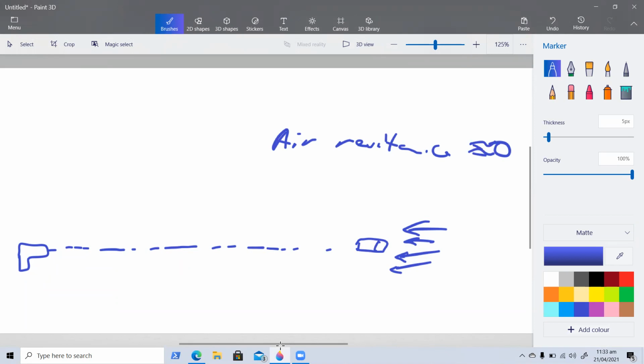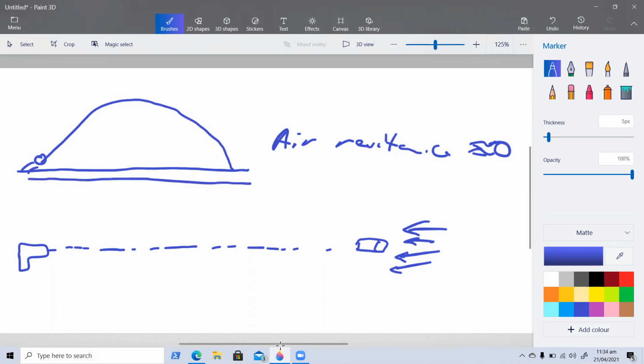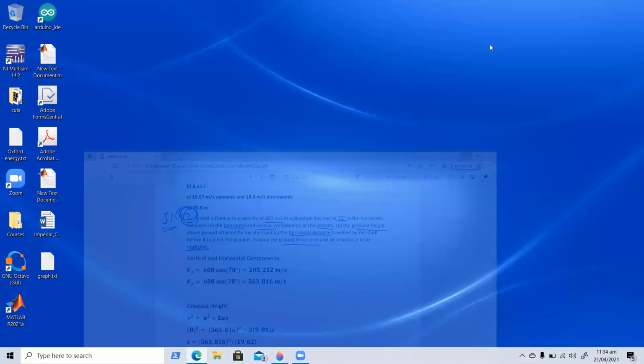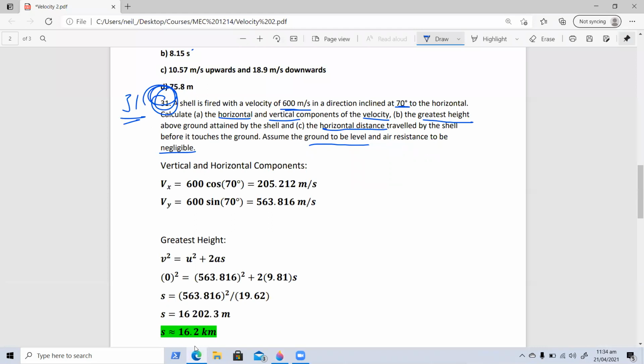Now, another thing is that they want the ground to be level. When we think of level ground, we think of very smooth horizontal ground. So if something is fired from, let's say, a cannon, it would land in this same horizontal line. There isn't any kind of crater causing it to go down further or any kind of mountain that would affect where it lands. So assume the ground to be level and air resistance to be negligible.